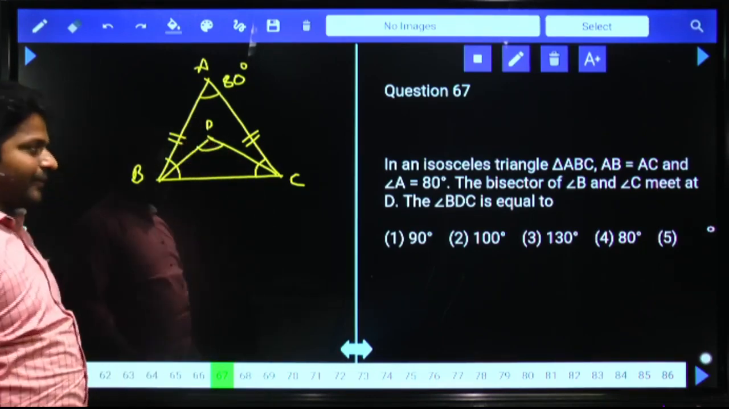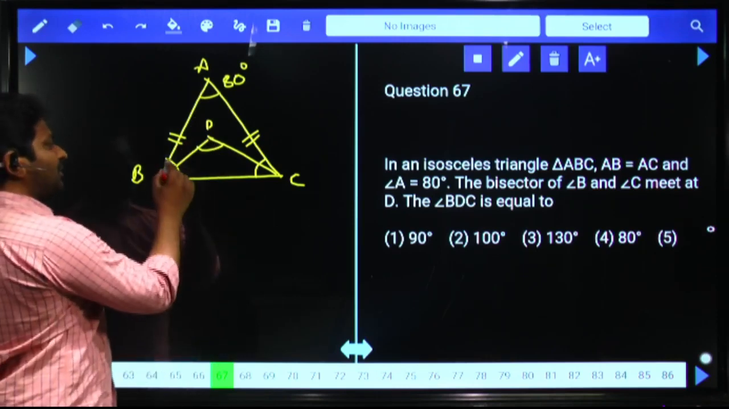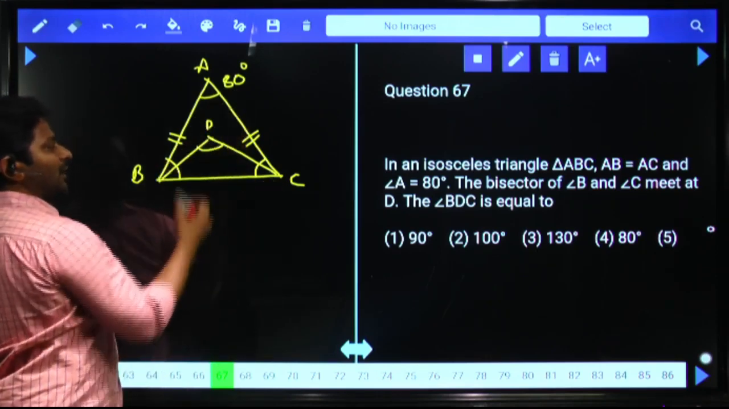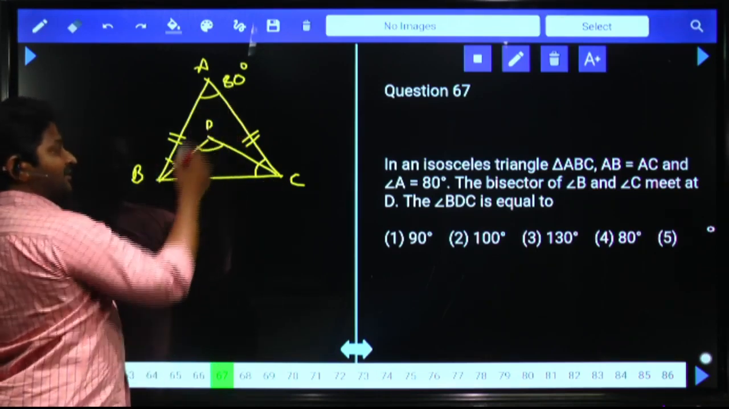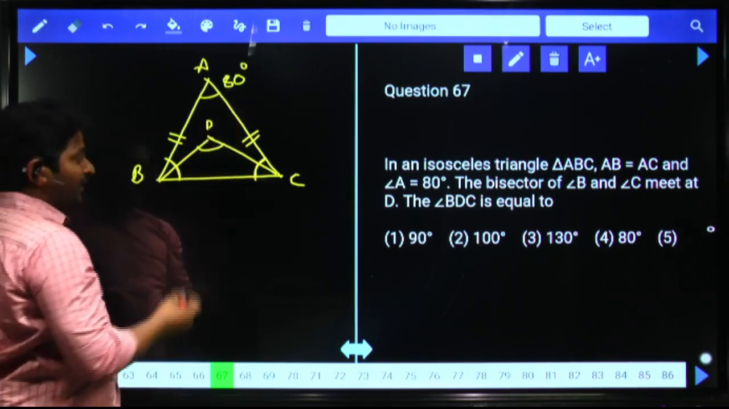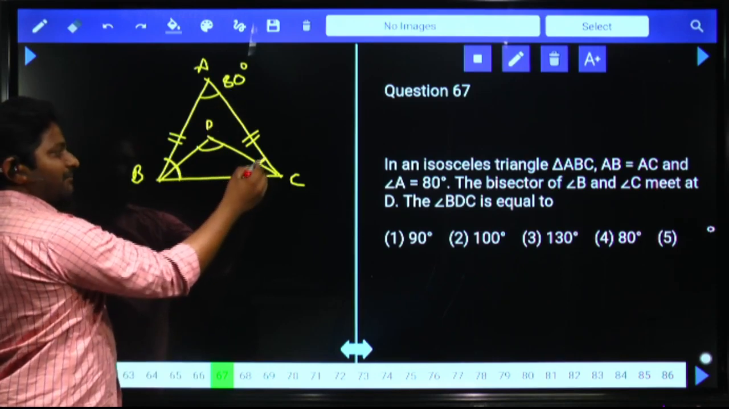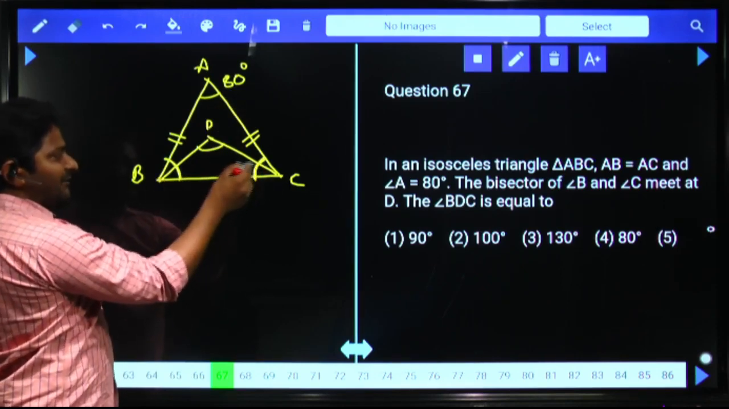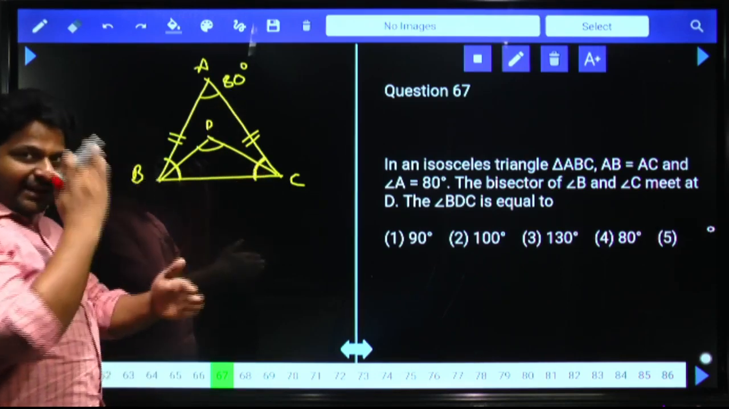That's your question. Okay. Now the sum of the angles at B and C is equal to 180 minus 80, that is 100. As these are bisectors, the bisectors at B and C will divide the angles at B and C equally.